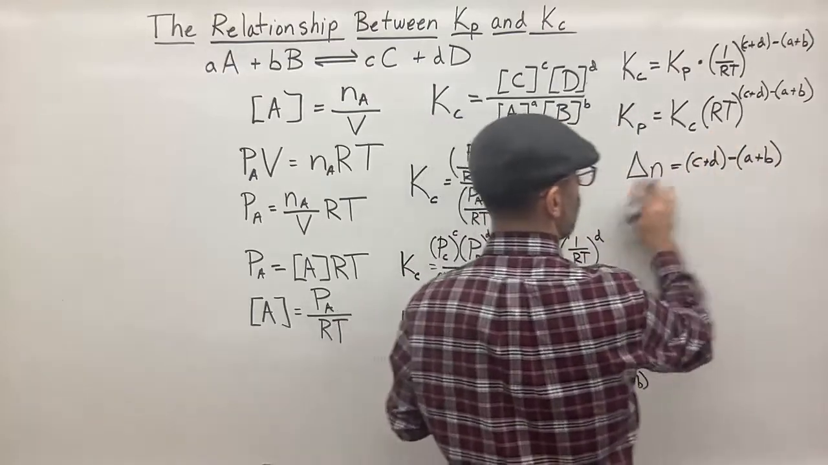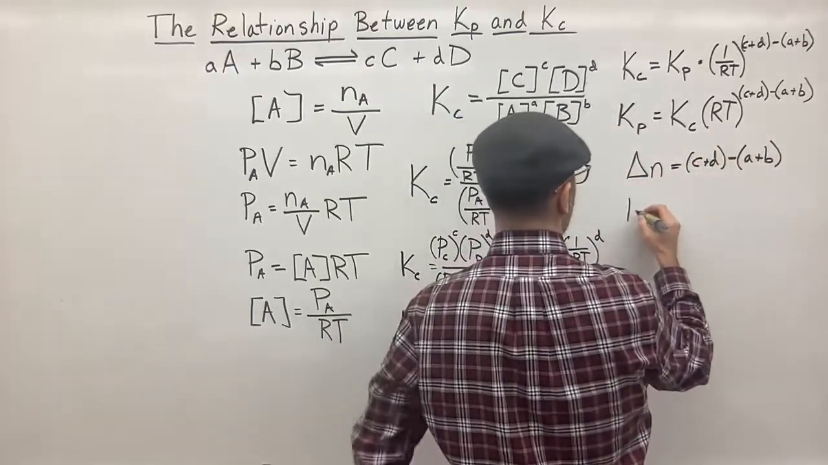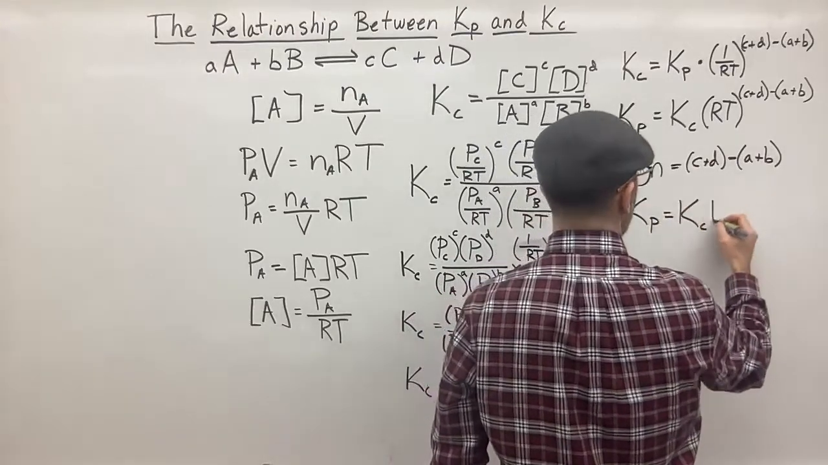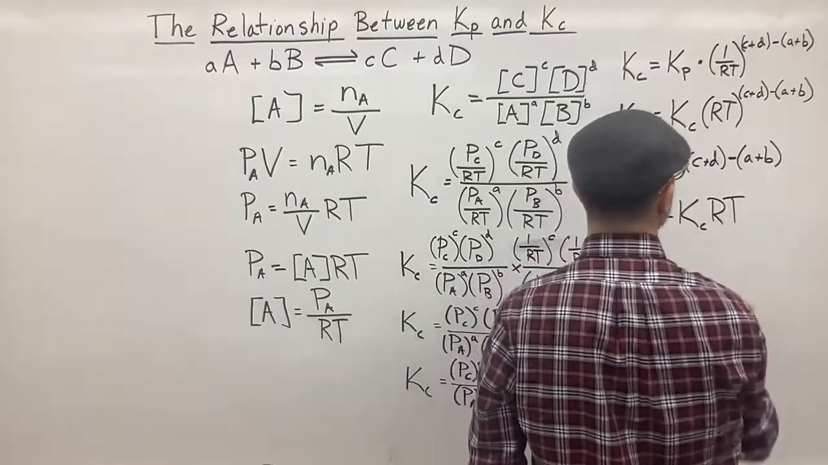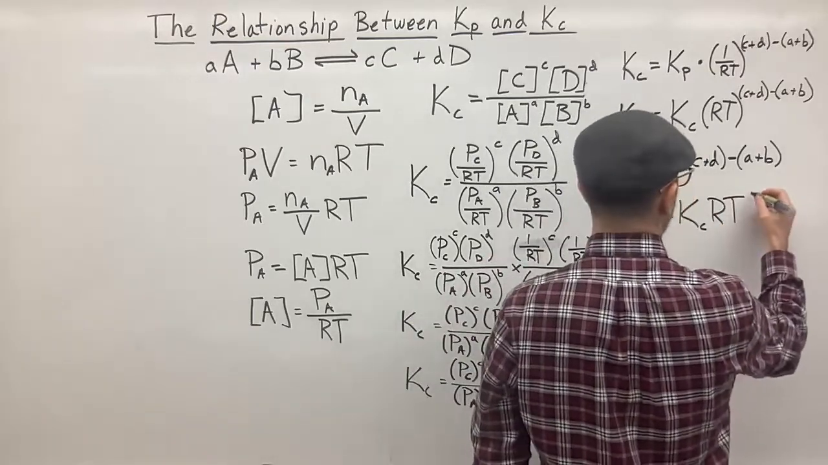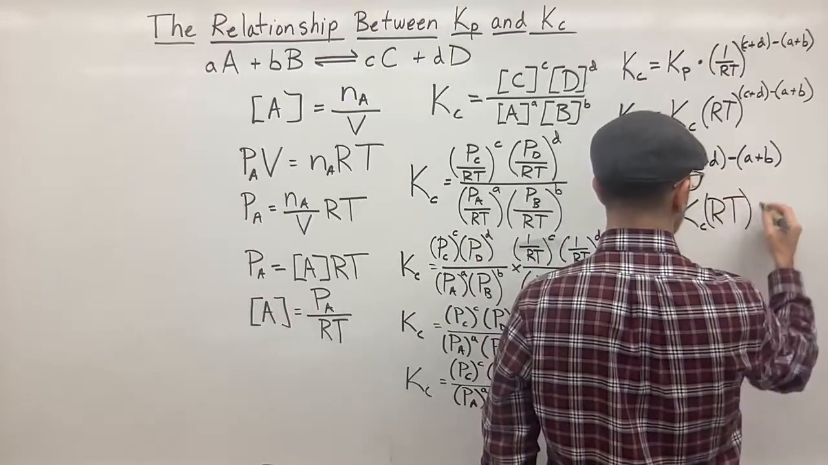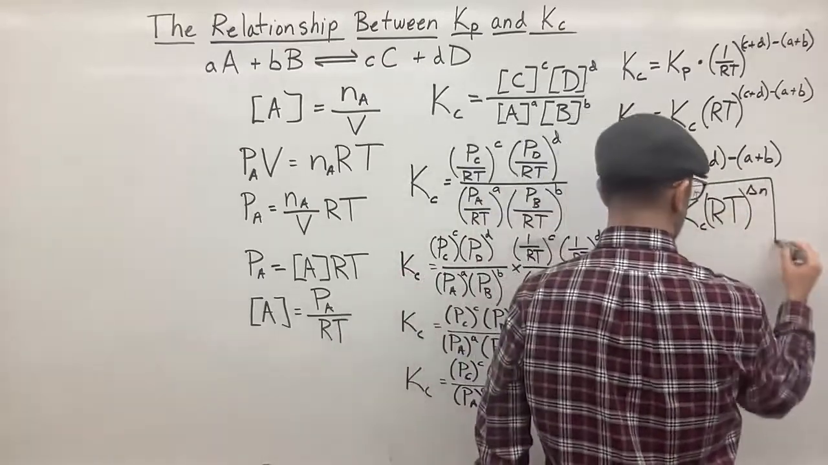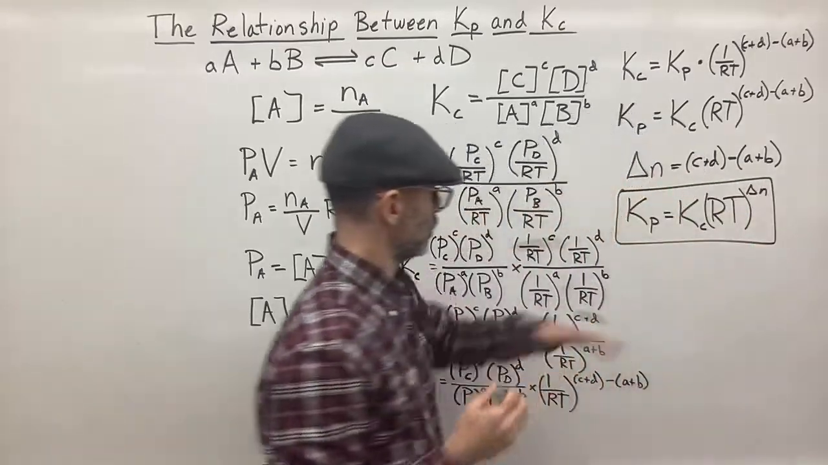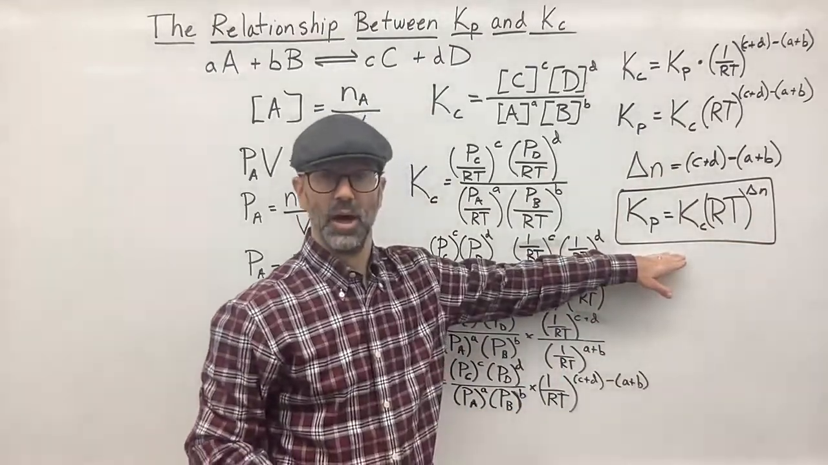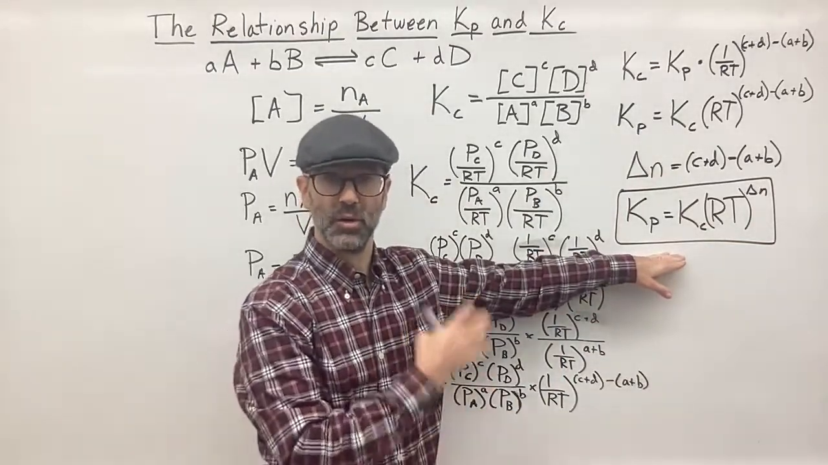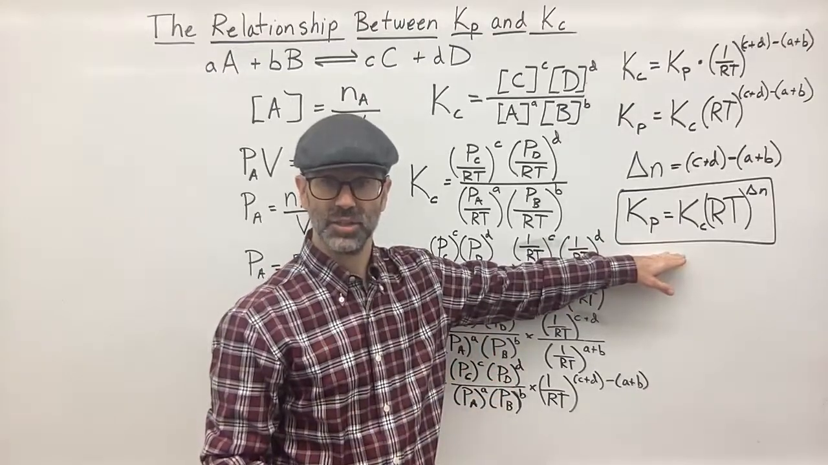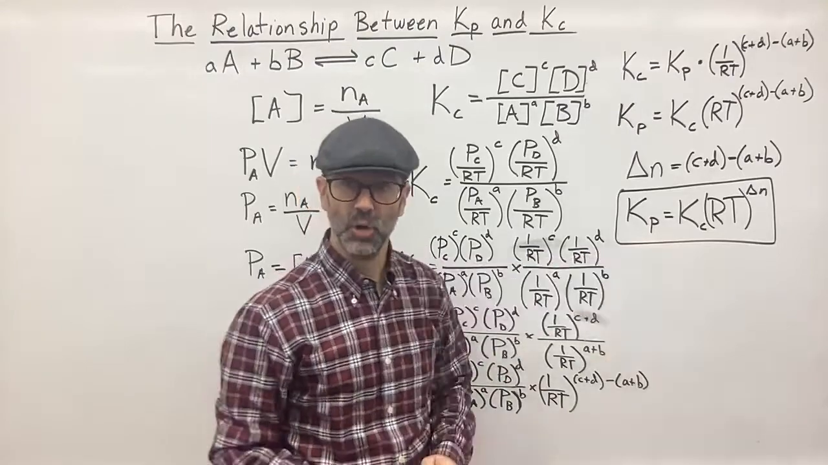So we can substitute delta N for that. And so what we end up with is Kp is equal to Kc multiplied by RT to the power of delta N. And so here, ladies and gentlemen, we have our expression of the relationship between the equilibrium constant in terms of pressure and the equilibrium constant in terms of concentration, our Kp and our Kc. I hope this is helpful.